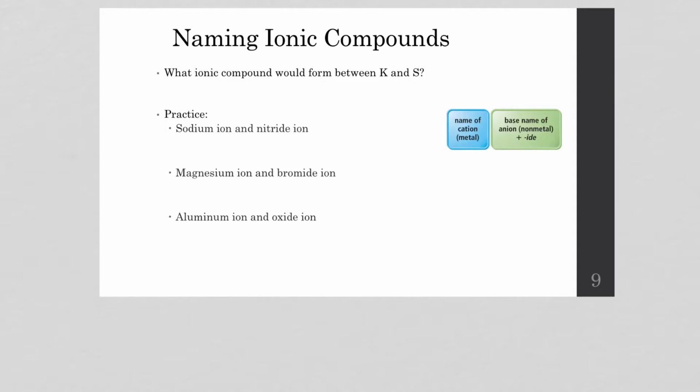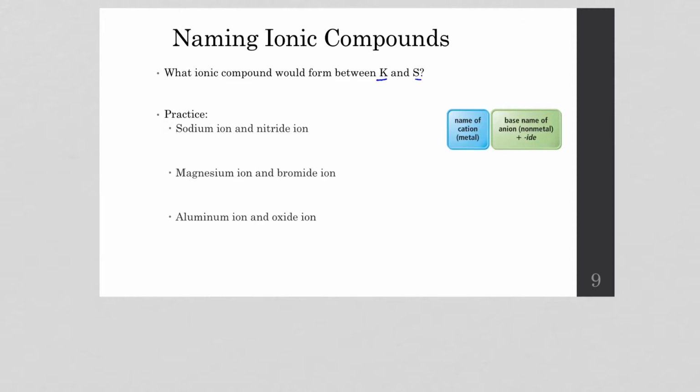Well, let's think about what we need to know in order to do this. First of all, we have to know what K and S are, right? So we have to know our name symbol recognition. So we know K is potassium and we know S is sulfur. The other key thing that we need to know is because this is a compound between a metal and a nonmetal, we've got potassium, a metal, and sulfur, a nonmetal, we can know that it's going to form an ionic compound.